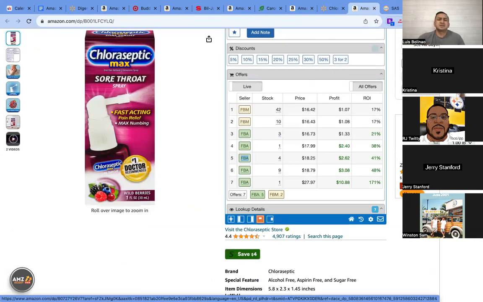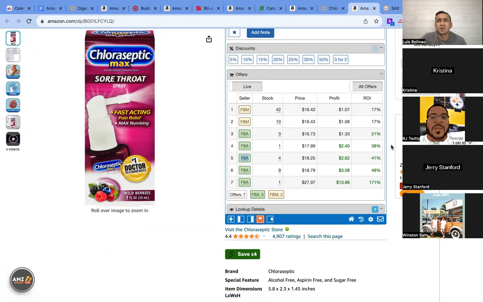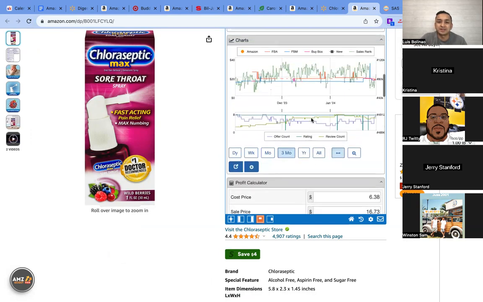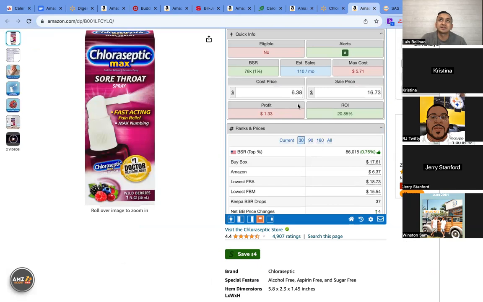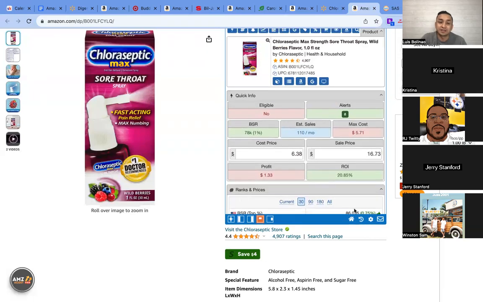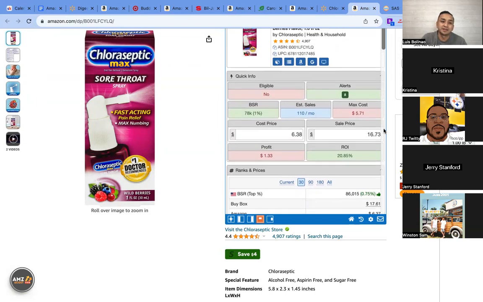Products that I avoid. Let me think. Not usually. I mean, if the numbers make sense, I usually go for it. So if the numbers make sense, I usually buy it, as long as I can sell it.